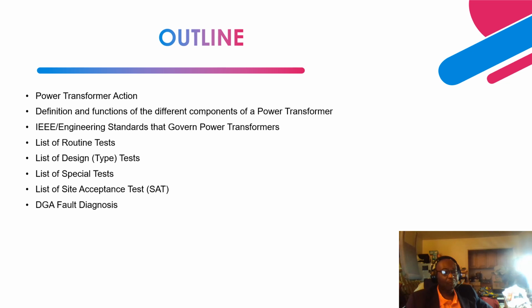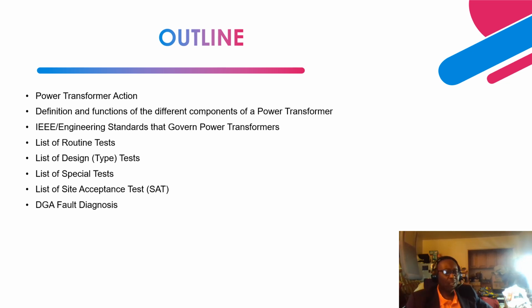Next is the routine test as part of the factory acceptance testing that is performed in the factory, and also design or type test as part of the factory acceptance testing. Design or type test usually is done when a new design of a power transformer comes into play. That is when the manufacturer has to prove beyond reasonable doubt that the design of the new transformer is going to work as it is supposed to design. And when it is installed in the field, basically you will have a reliable operation of this transformer.